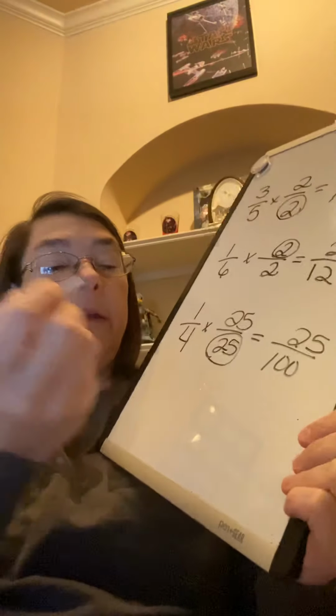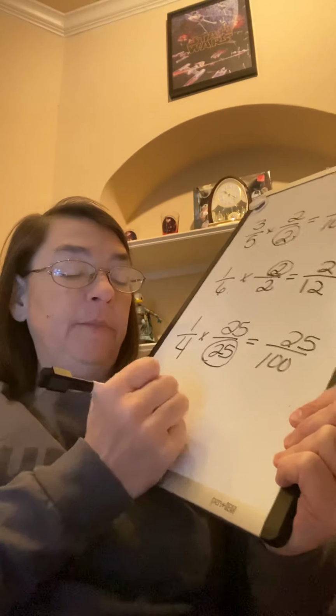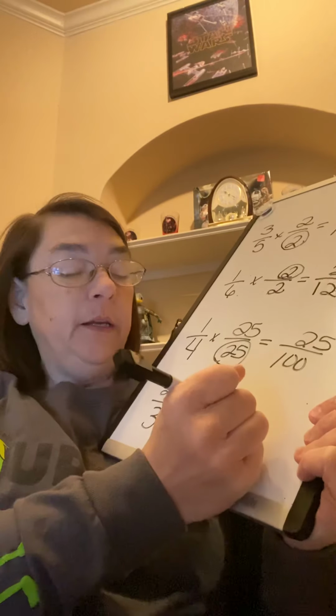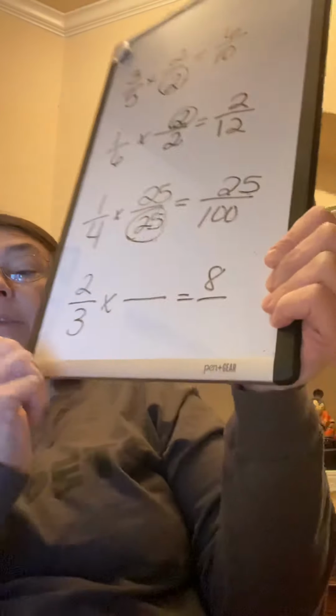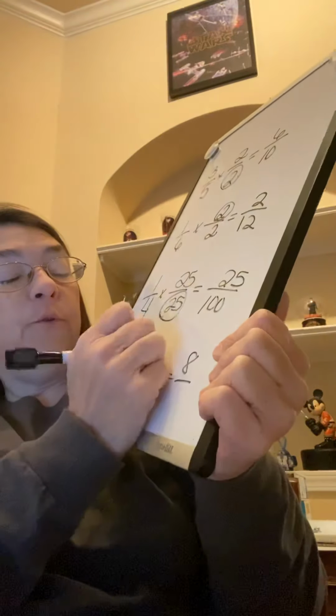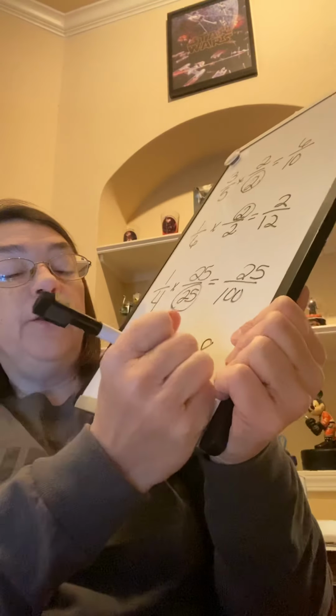All right, the next one, you had 2/3 times blank over blank equals 8 over blank. So I had to figure out 2 times 4 is 8. Whatever I do to the top, I have to do to the bottom. So 3 times 4 is 12.